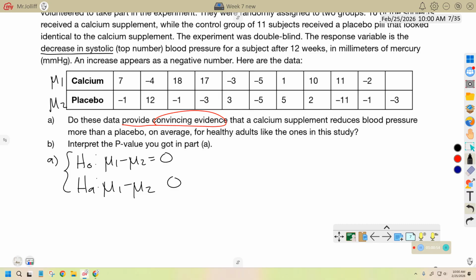I know it's a significance test. I know it's for 2 means. I know the basic setup. Mu1 minus mu2 equals 0. Mu1 minus mu2 is unequal to 0 somehow. I just need to fill in that blank in the middle of my alternative.